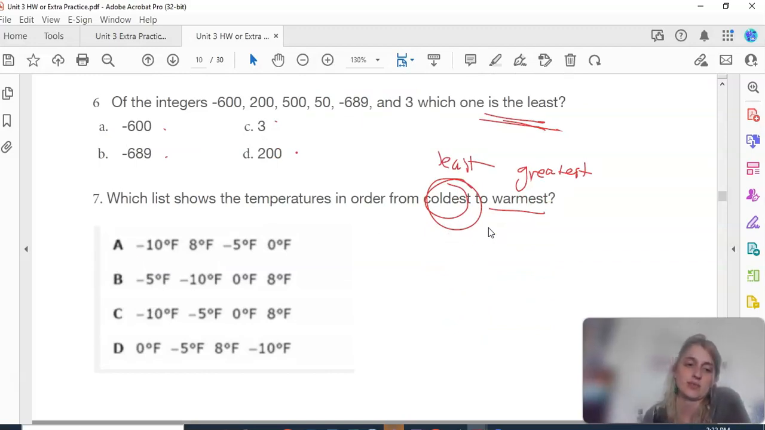-10, that sounds cold. Is that colder than 8? Yes, it is. Is 8 colder than -5? No, it is not. I don't even care what the last number is. This list is wrong. Is -5 colder than -10? No, it's not. So that's how you go through the list and you check them, and that's the last problem. You're done.